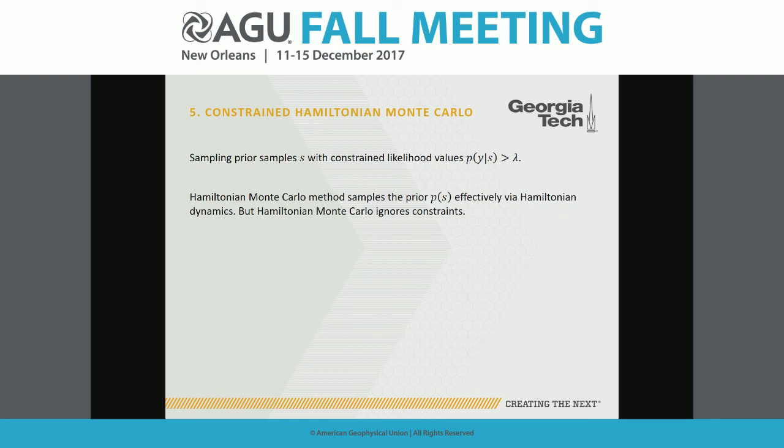The next problem is how to draw samples from the prior given such constrained likelihood values. We use constrained Hamiltonian Monte Carlo to do such tasks. Hamiltonian Monte Carlo is quite universal for drawing samples from priors, but it cannot recognize any kind of constraints. Here I made an animation to show how it works. The blue line represents the constraint that we have for the likelihood. On the left will be the constraint domain, and we want our samples to be in this domain.